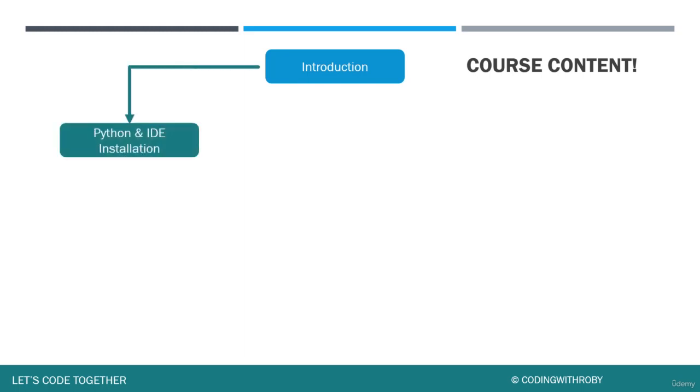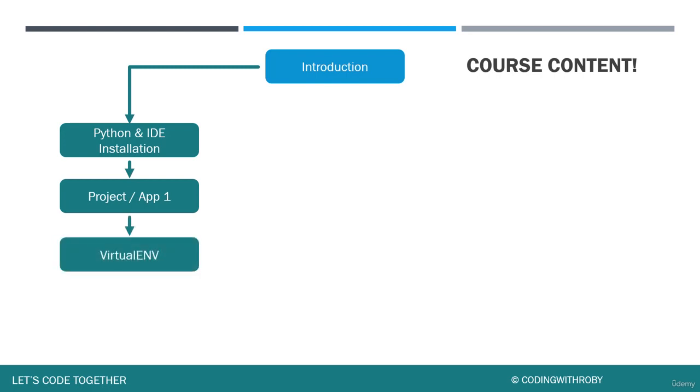Right after this, we will dive right into getting Python and an IDE, an integrated development environment, installed on your personal machine. The first thing we do is go over what we expect to accomplish in Project 1. The first project will cover so many different areas of FastAPI to get you going, well, fast. We will be creating an optional virtual environment on your computer to separate this project's dependencies from other projects you may have.